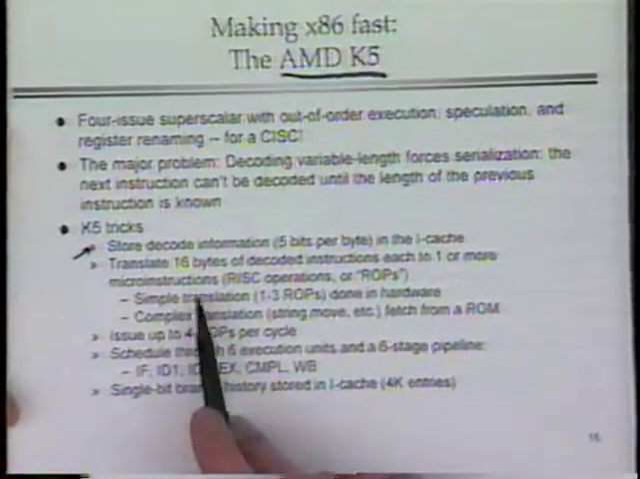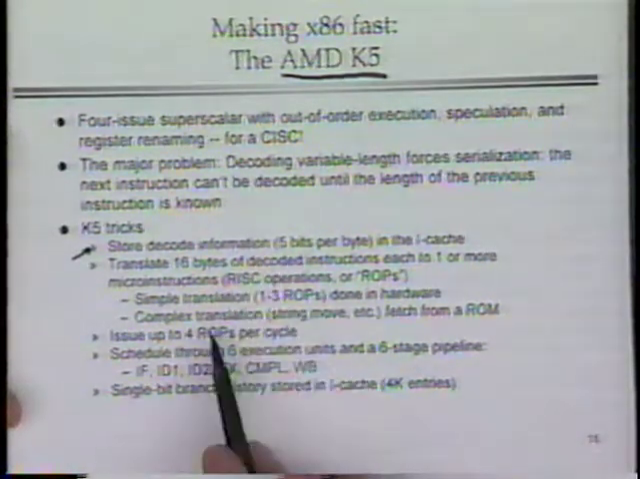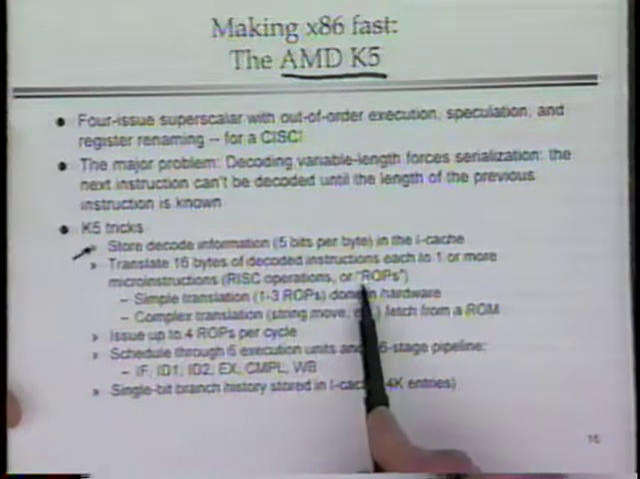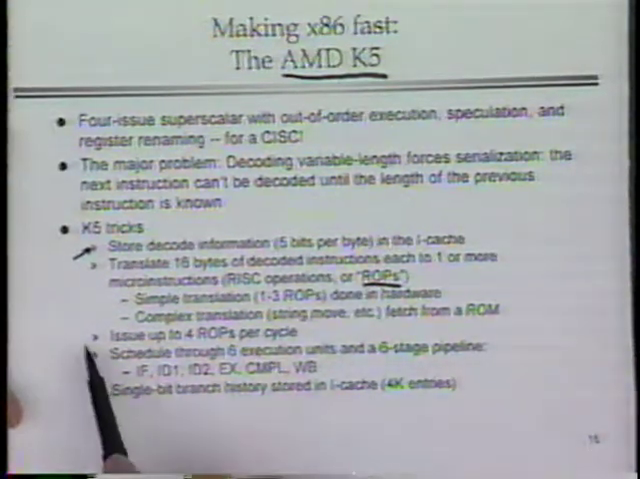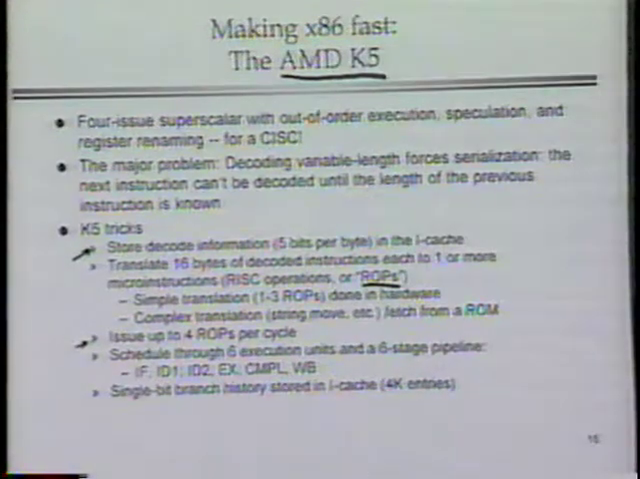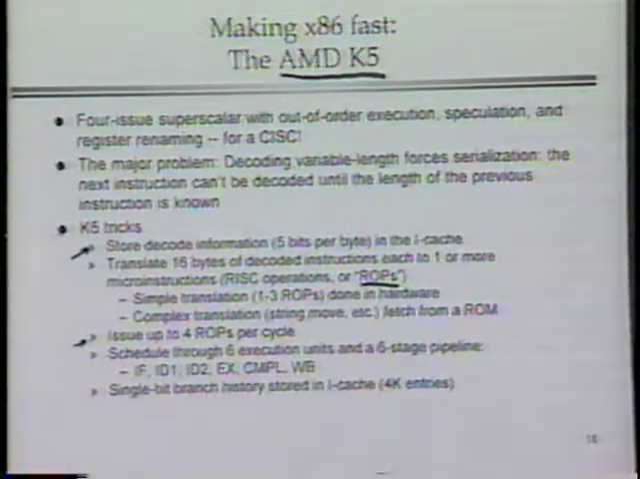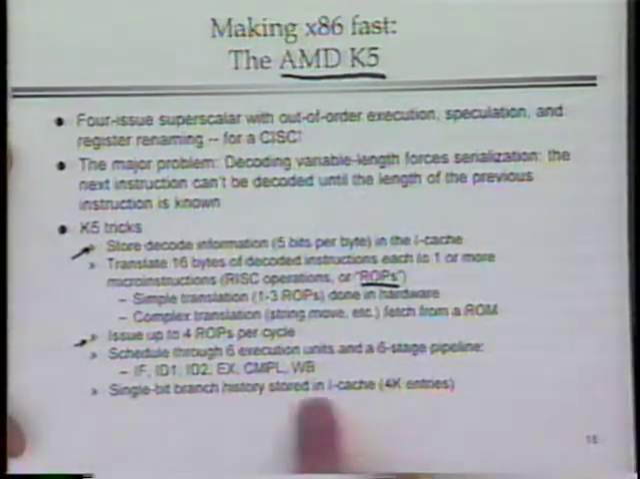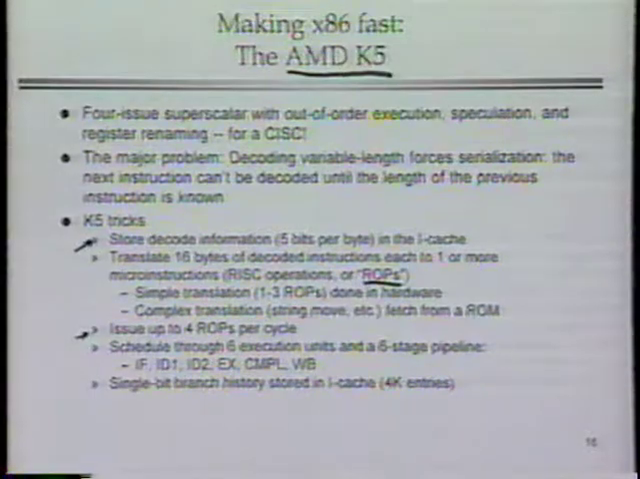So in fact, they translate 16 bytes at a time of these pre-decoded instructions to these so-called ROPs, or RISC operations. And then they can issue up to 4 of the ROPs per cycle and schedule them through a 6-stage pipeline and have branch histories just as we did before. Basically, they're executing a RISC machine on the inside and a complex instruction machine on the outside.